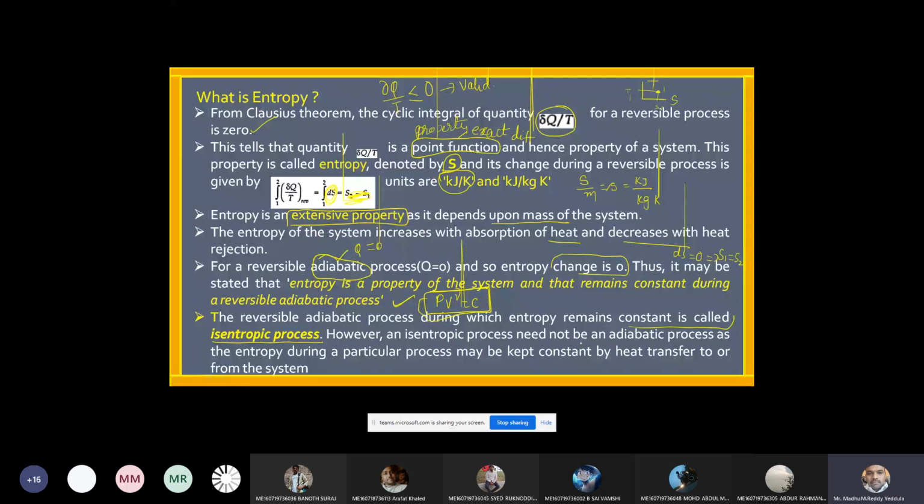However, an isentropic process need not be an adiabatic process, because in order to keep the entropy constant, we can add the heat or we can reject the heat. So an isentropic process need not be adiabatic, as the entropy during a particular process may be kept constant by heat transfer, by adding or rejecting heat. So we can say that all reversible adiabatic processes are isentropic processes.